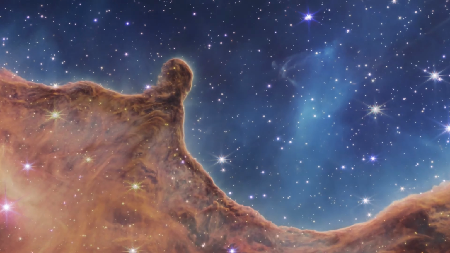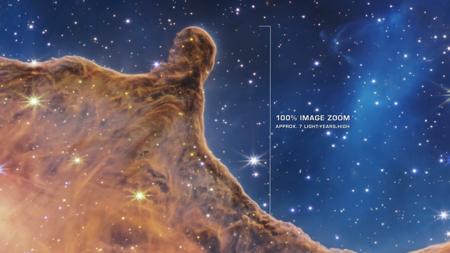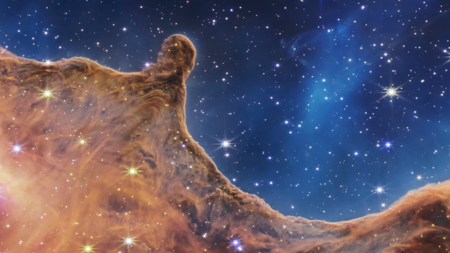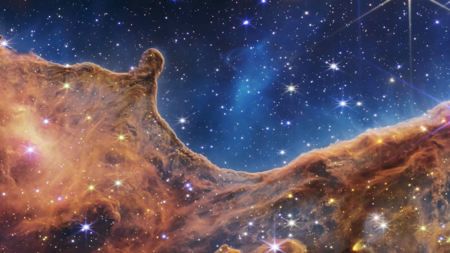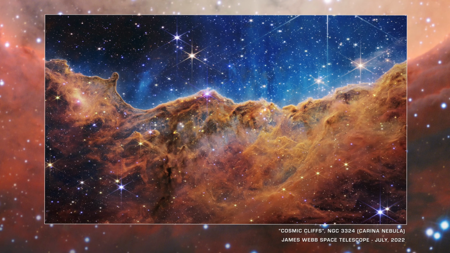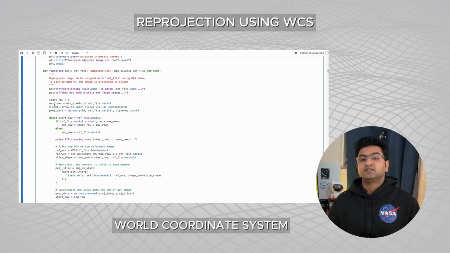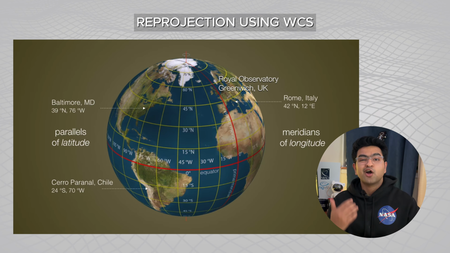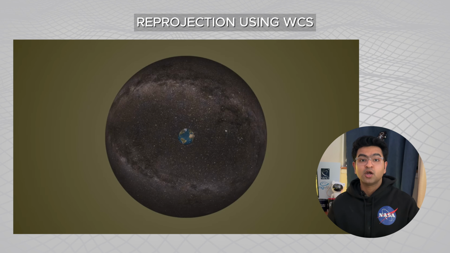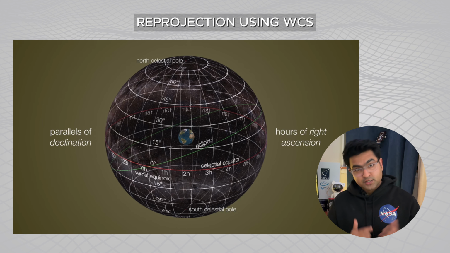The Carina Nebula's famous cosmic cliffs that we are processing span about 7 light years in height. That's approximately 67 trillion kilometers or 41 trillion miles. Yet, we need to align features with sub-pixel precision. This code uses WCS, or World Coordinate System. This is a standardized way astronomers map pixels in an image to actual coordinates in the sky. It's similar to how GPS coordinates work on Earth.